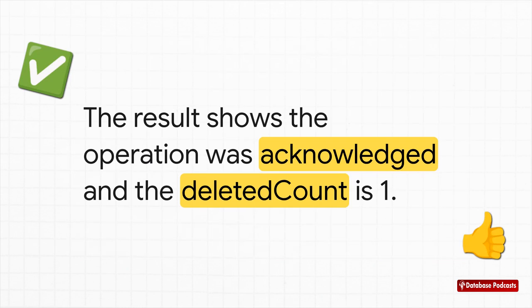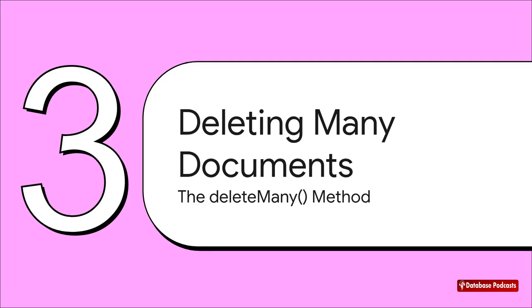And this is the confirmation you get back from the database. acknowledged: true just means, yep, server got the request. But the real proof is right there in deletedCount: 1. That tells you that one, and only one, document was removed. It's the feedback you need to know the job is done right. Okay, so deleting one document is great, but what about those bigger cleanup jobs?